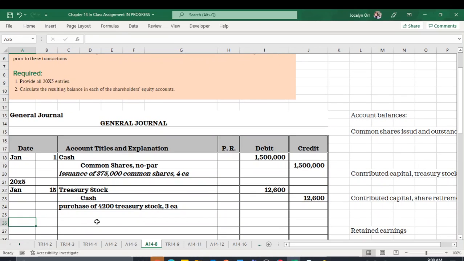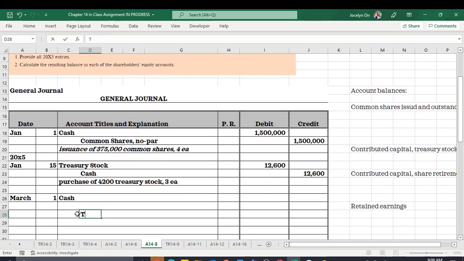The next transaction that occurred was on March 1st. And in this case, we sold 750 shares of treasury stock at $4.50 each. So we know that when we sell treasury stock, we're going to increase our cash asset for the amount of cash that is received. We're going to adjust our treasury stock account, and this is for the number of shares sold at their average price. And then if we have a difference between our debits and credits, we'll need to look if we need to use the contributed capital from treasury stock transactions or retained earnings.